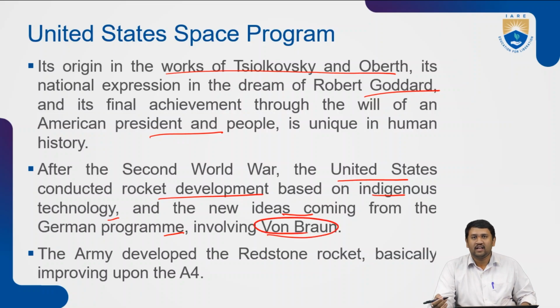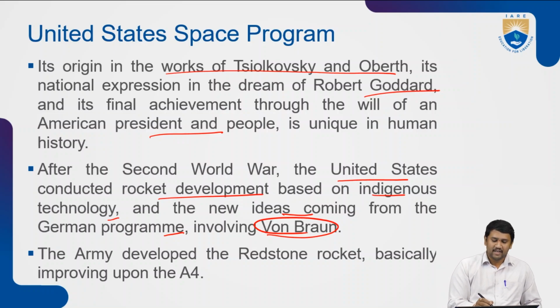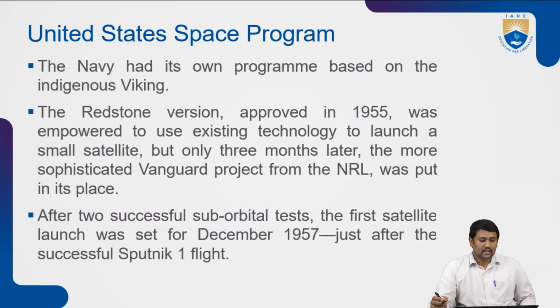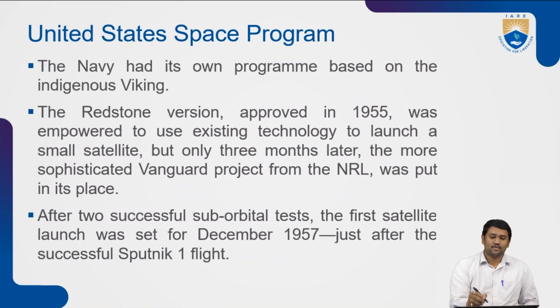As soon as Germany fell, Russia as well as the US split up the resources at Peenemünde. Particularly, the human resource von Braun and his core members of the team were taken by the USA in order to develop their own, whereas Russia took the hardware, particularly all the contents at that site under their control. The army developed a Redstone rocket, basically an improvement upon the A4 with the help of von Braun. The Navy has its own program based on your indigenous Viking, right?